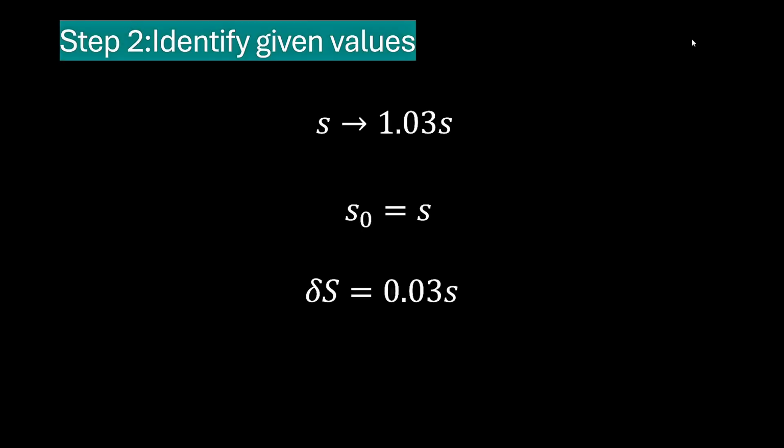For step 2, identifying the given values. The starting value of the side length is defined simply as s, and the side length is changing to 1.03s. This represents an increase of 3% from the original value. For delta s, the total change or the increment delta s is explicitly stated as 0.03s. This is the difference between the new value and the original value.